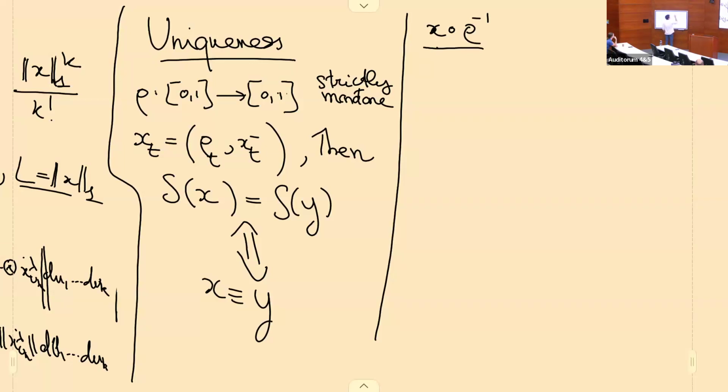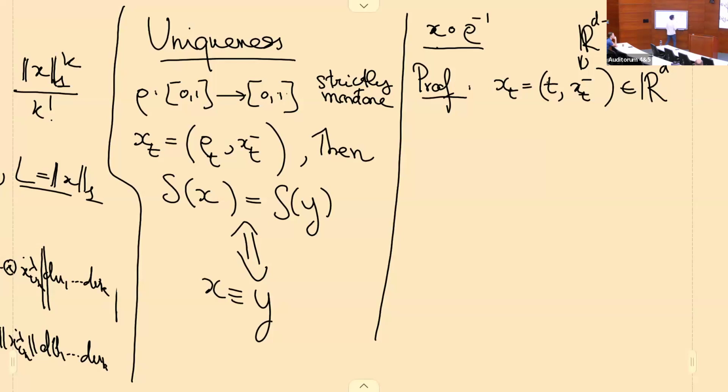So the proof works exactly in this way. Without loss of generality, I can consider x to be of the form t, x_t minus, as Jack said. Let's suppose that x is in R^d and x_t minus is in R^(d-1), just to fix the ideas, and y_t is the same, y_t minus. And now if you do that, what happens? Of course, if the paths are equal, the signatures will be equal, right? So this direction is easy.